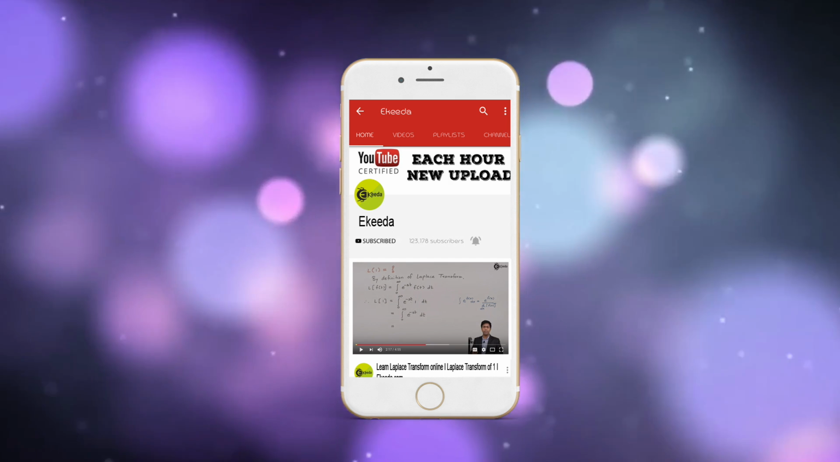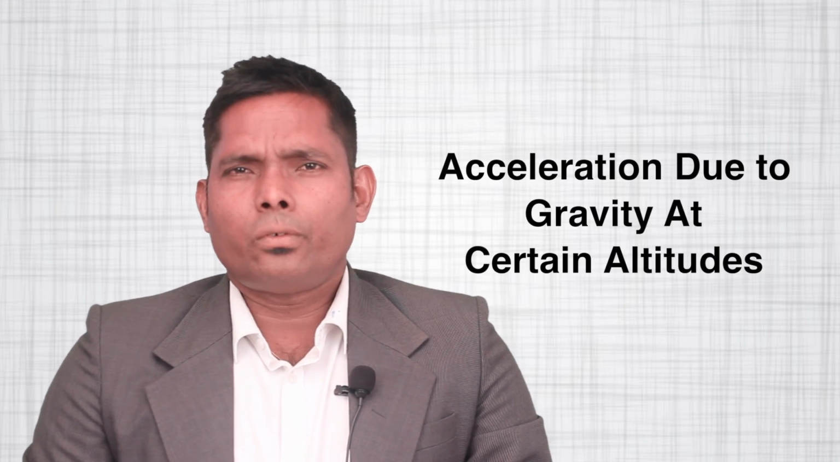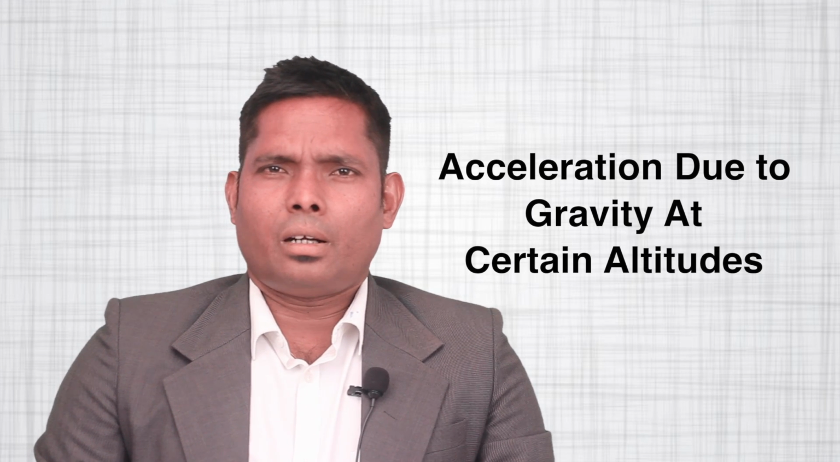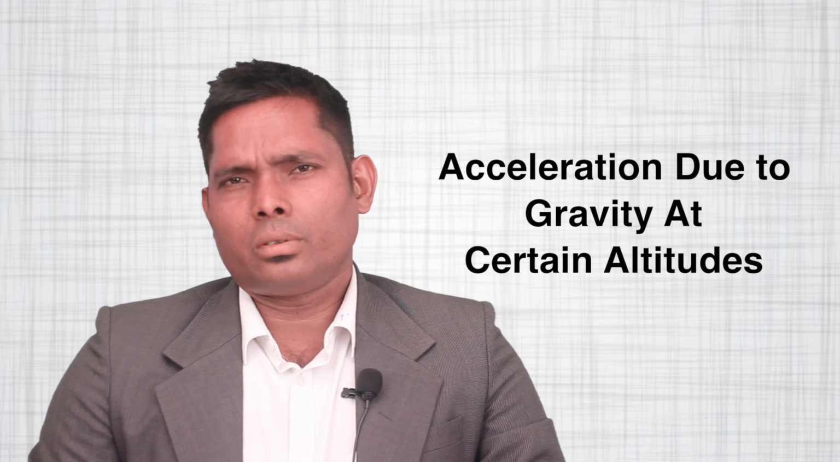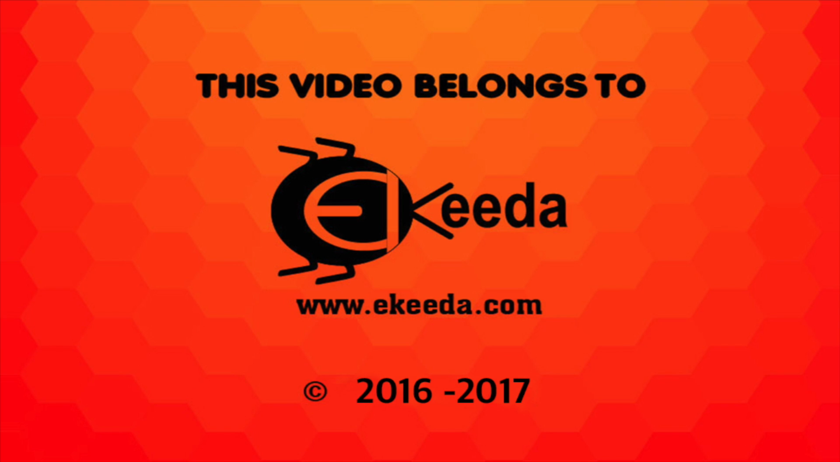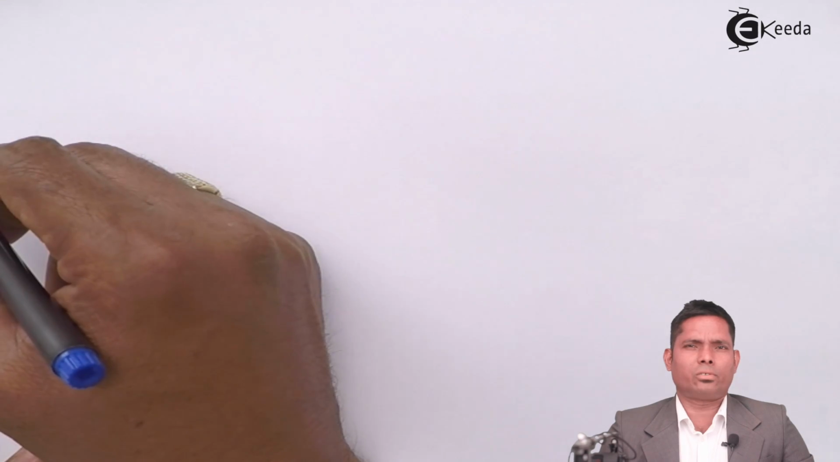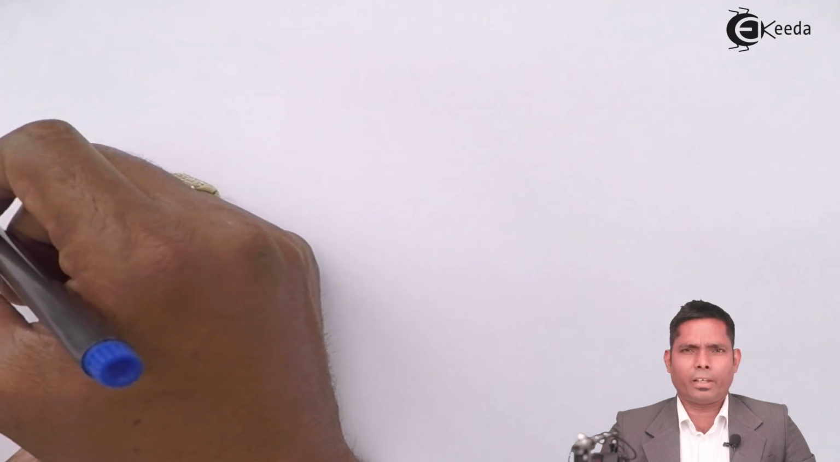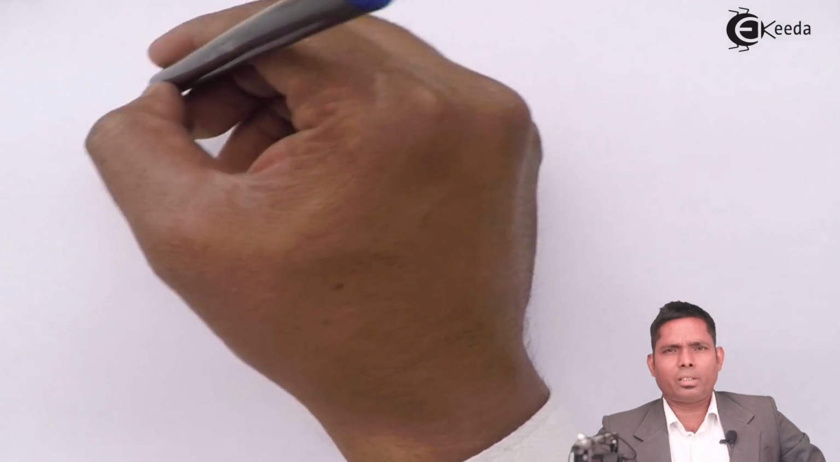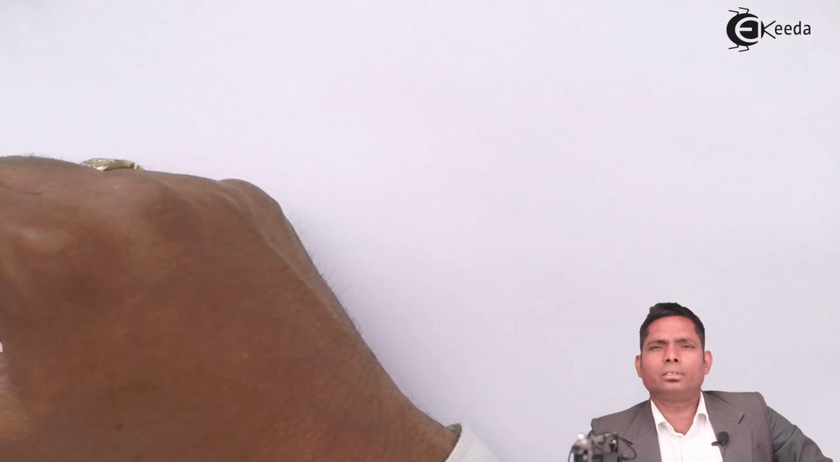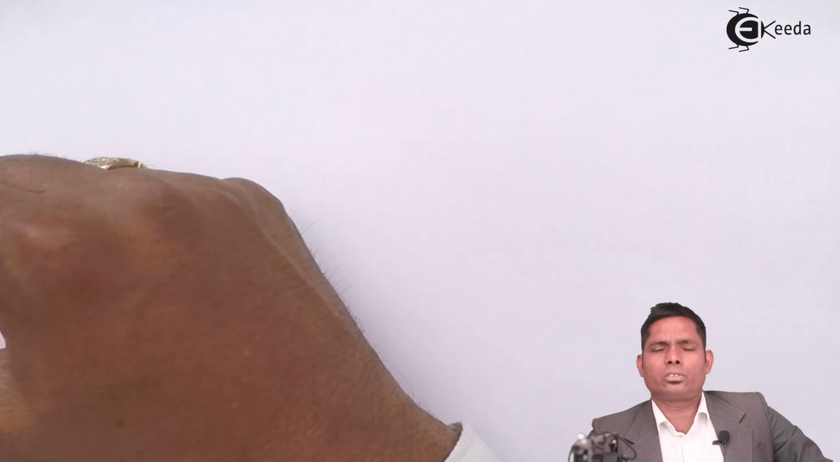Students, in this video we'll discuss how to find the acceleration due to gravity at a certain altitude above the surface of a planet. Hello students, let us try to find the expression for acceleration due to gravity when the body is taken above the surface of a planet. That means we are going to find the expression for acceleration due to gravity at altitudes.